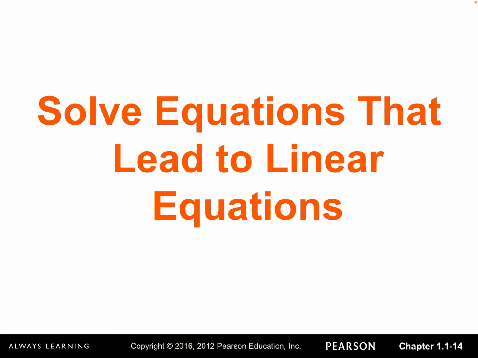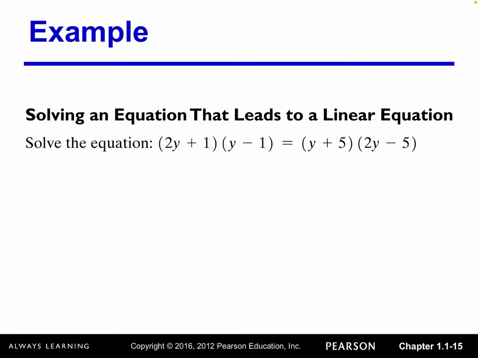So next, let's look at an example of solving equations that lead to linear. So what that means: in the process of solving an equation, you may get a higher-degree term, which is not a linear term. However, you will cancel those terms, so eventually the equation still leads to a linear one. So let's look at this example.